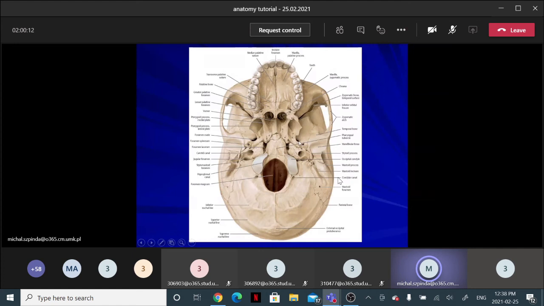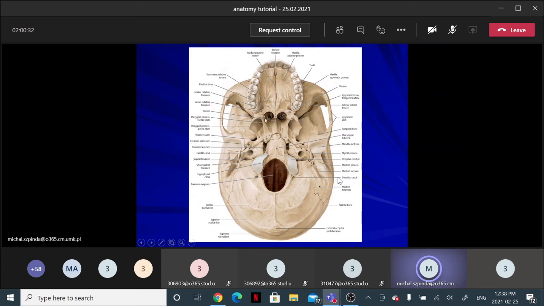Which foramina are present in the greater wing that can be seen from below? The foramen ovale and foramen spinosum. The foramen rotundum is invisible.